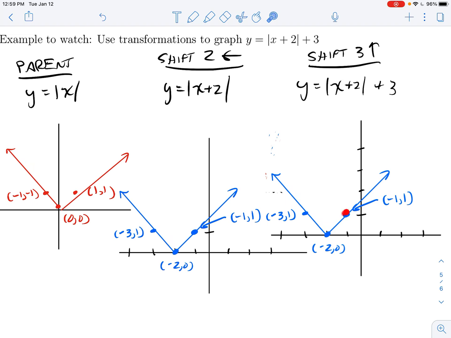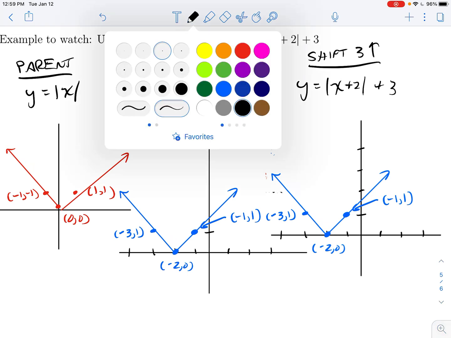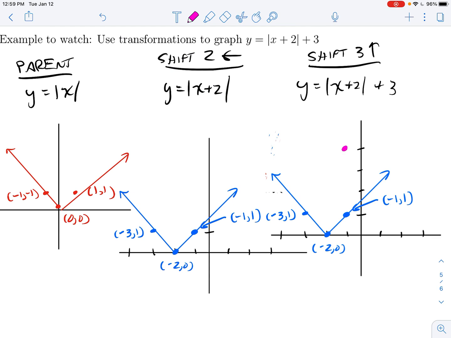I had a point here at -1, 1. If I go up 3 units, 1, 2, 3, that winds up, let's do this in pink, at -1, 4. I had a point at -2, 0. If that goes up 1, 2, 3 units, it winds up at -2, 3. If I had a point at -3, 1, if that goes up 3 units, we have a point at -3, 4.